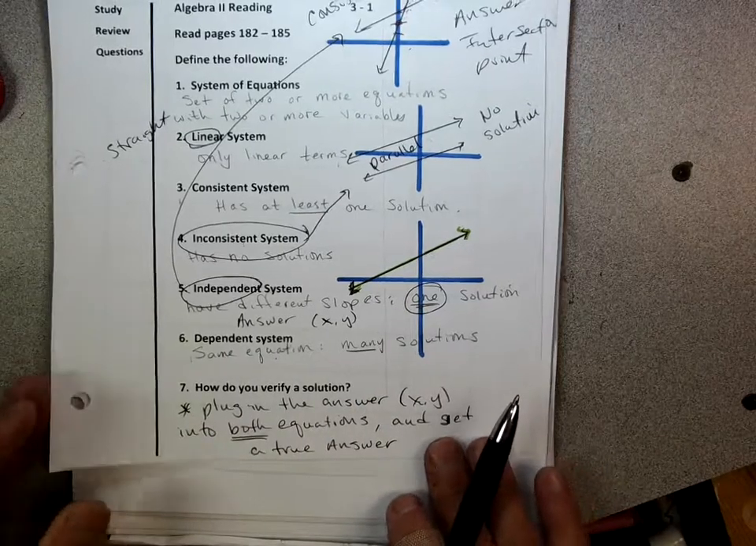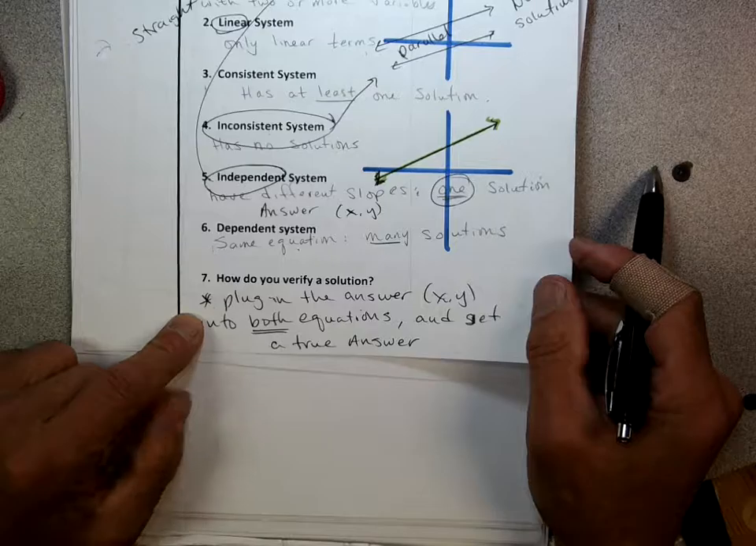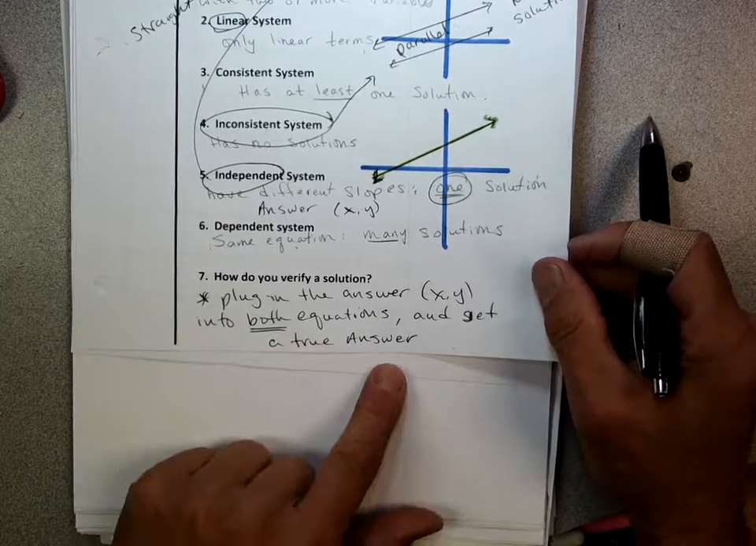Okay. Now, how do you verify a solution? Well, we're going to do that really quick in our first example. You plug in both the answer x, y into both equations, and you should get a true statement or a true answer. So let's take a look at our first example.